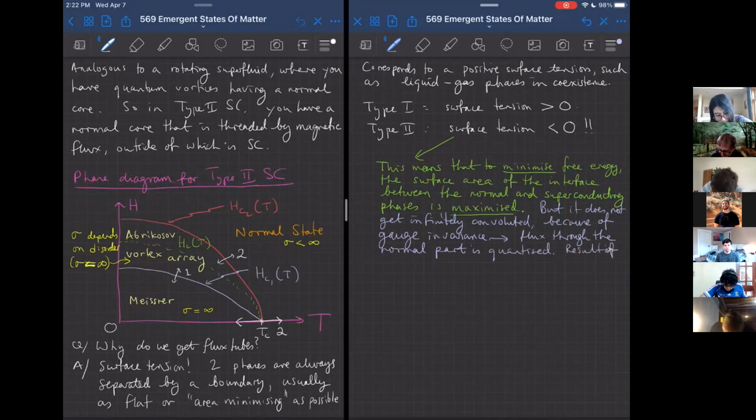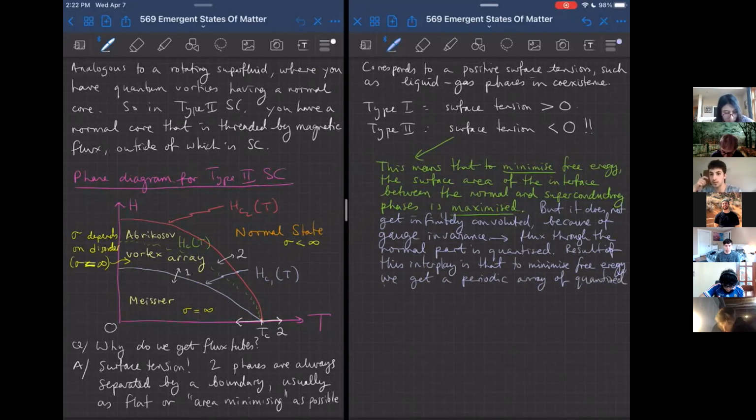And in fact, when you work it out, the result of this interplay is that to minimize the free energy, we get a periodic array of quantized flux tubes.